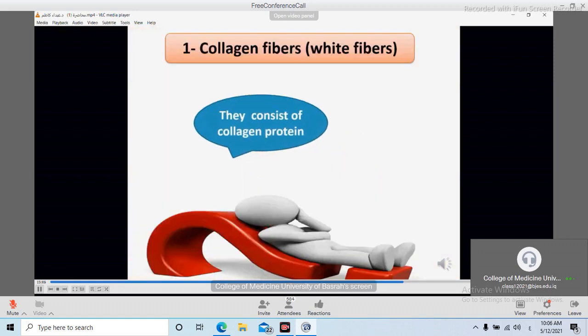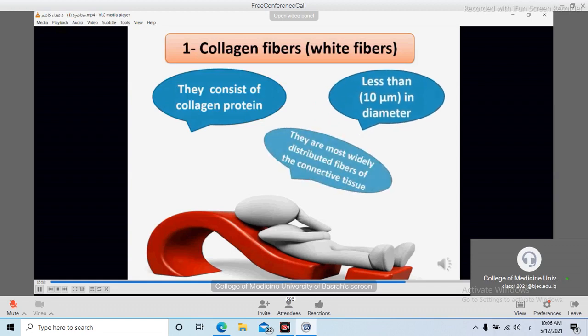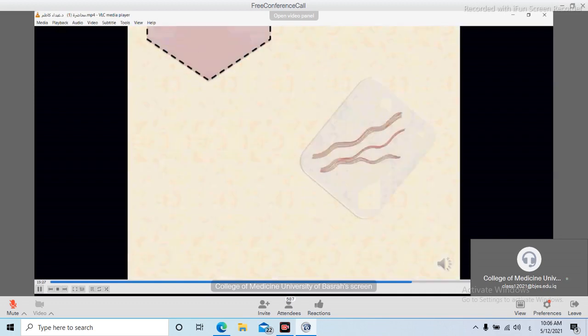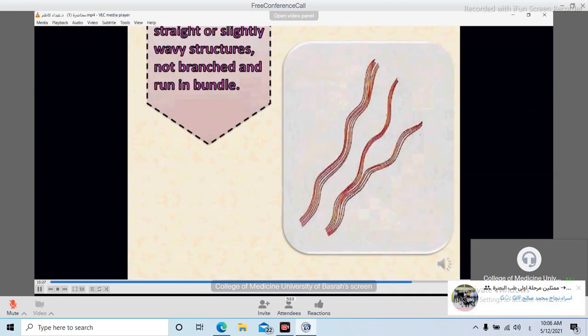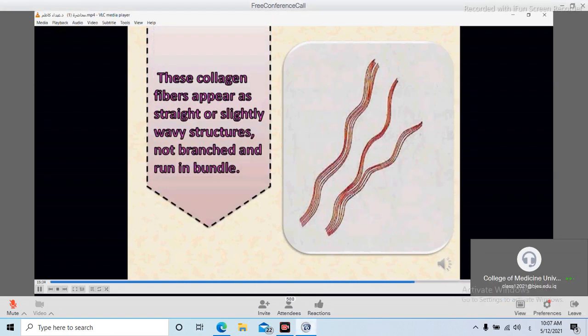Collagen fibers, also called white fibers, consist of collagen protein. Their diameter is less than 10 micrometers. These fibers are most widely distributed in connective tissue, found in nearly all types of connective tissue. What's the characteristic feature of collagen fibers? The collagen fibers appear as straight or slightly wavy, not branched, usually running in bundles.